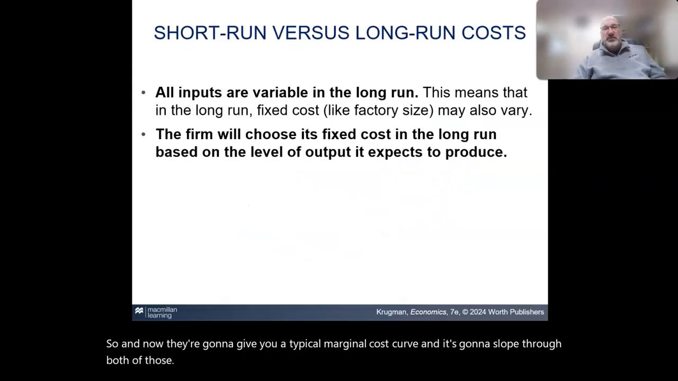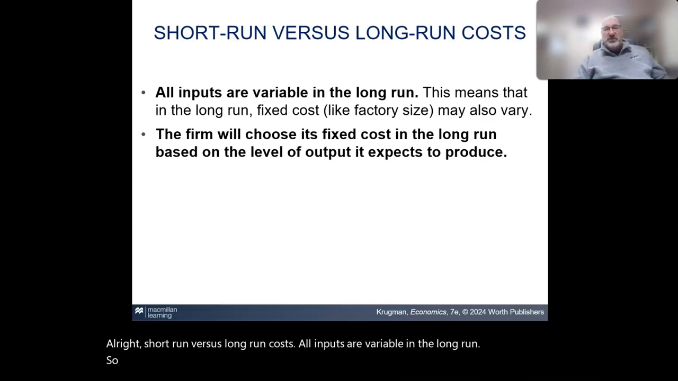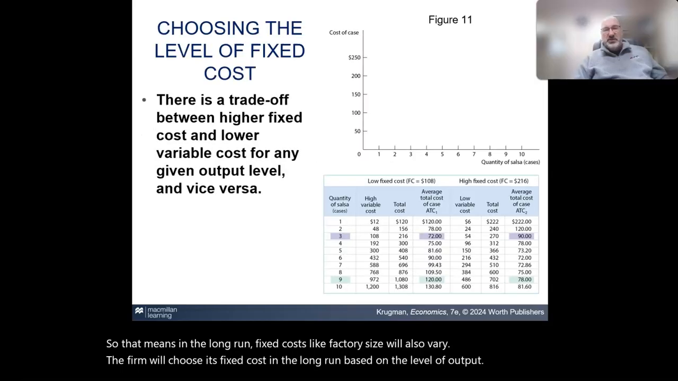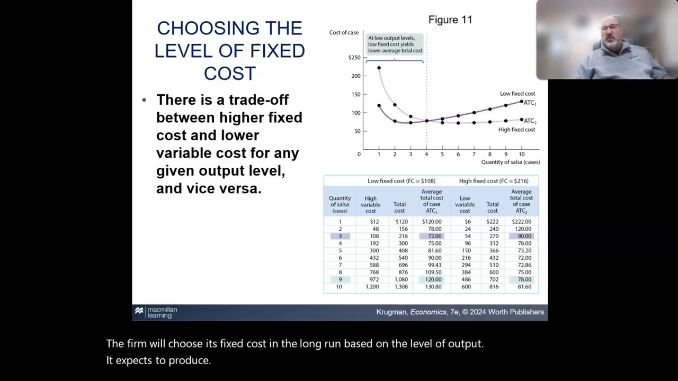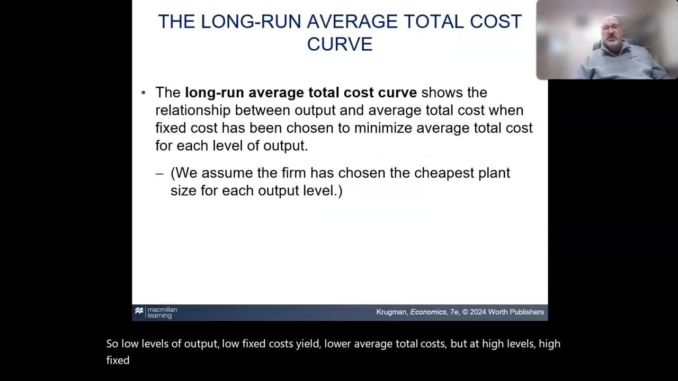All right, short run versus long run costs. All inputs are variable in the long run. So that means in the long run, fixed costs like factory size will also vary. A firm will choose its fixed cost in the long run based on the level of output it expects to produce. So where are you going to be? Low levels of output, low fixed cost yield lower average total cost, but at high levels, high fixed cost yields lower average total cost.